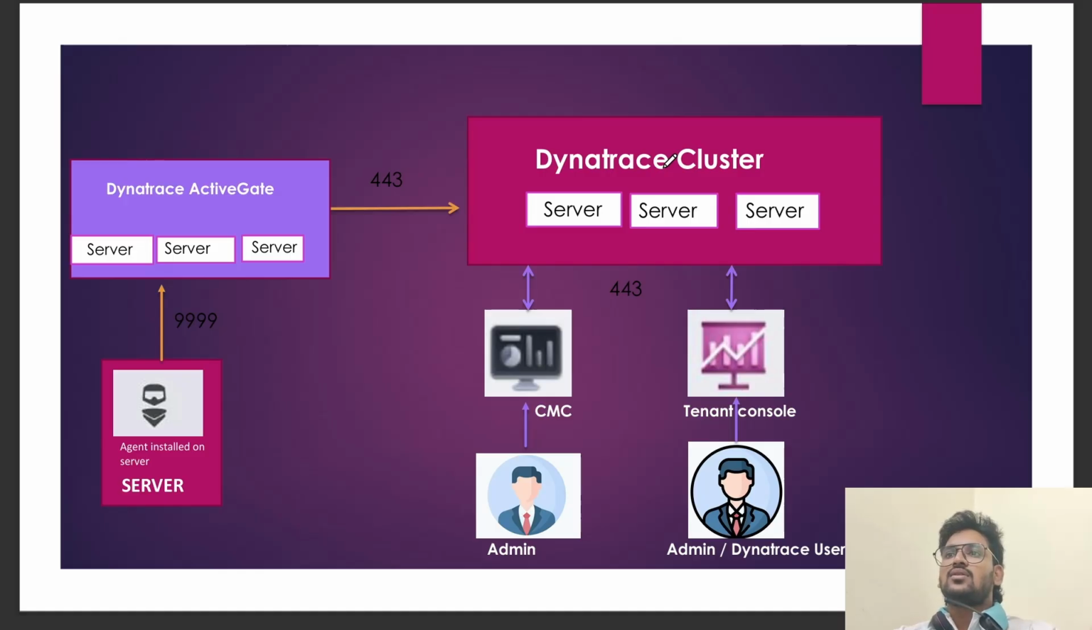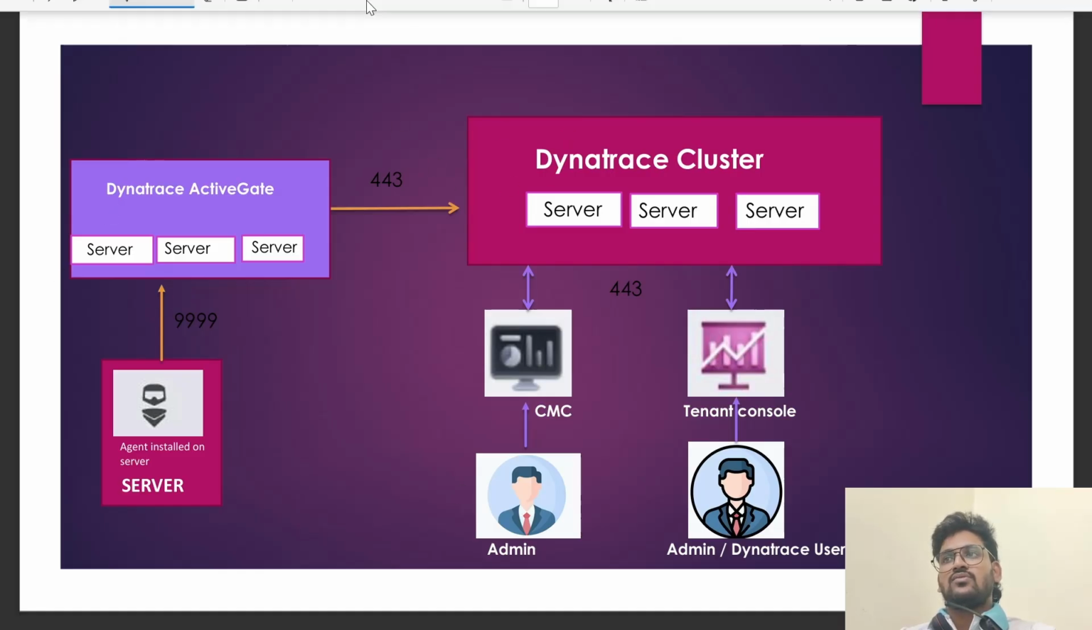Now I am the monitoring admin and also the Dynatrace user. On the UI screen I am accessing with port 443. The cluster management console is the admin console, and this is the tenant console. Both Dynatrace consoles are accessed and get their data from the Dynatrace cluster. We can access this with port 443. Just remember the 443 and 999 ports. You may get a question on this in the Dynatrace Associate or Professional exam.